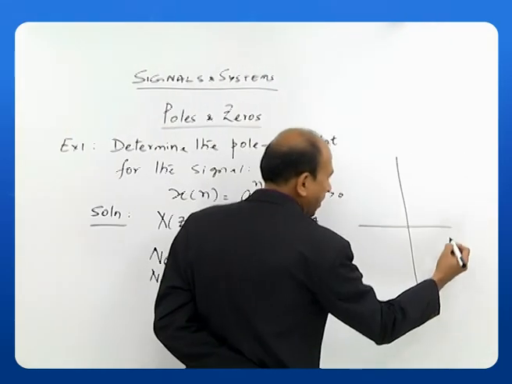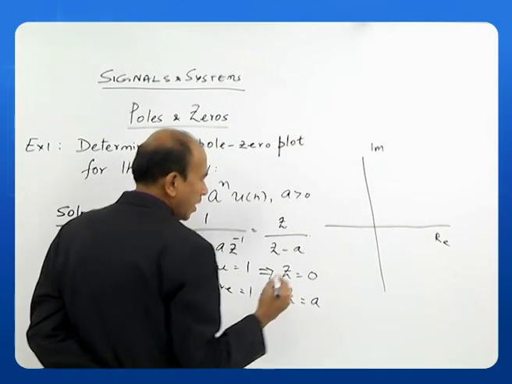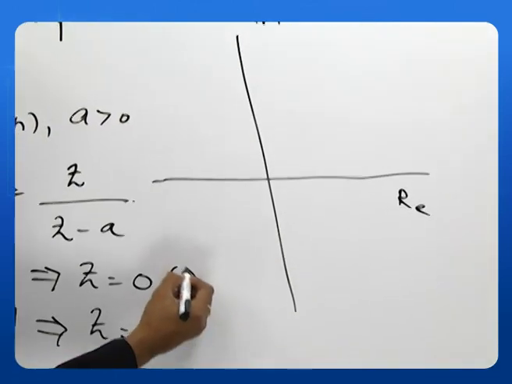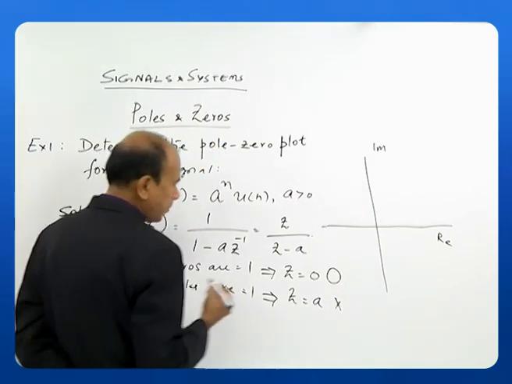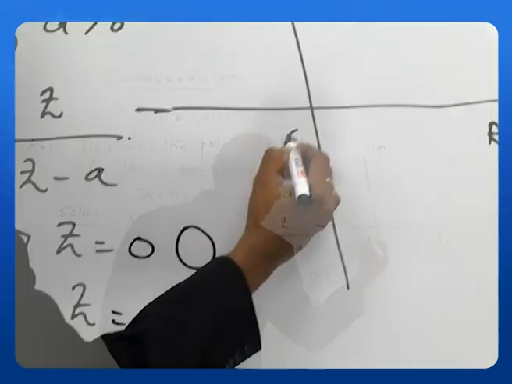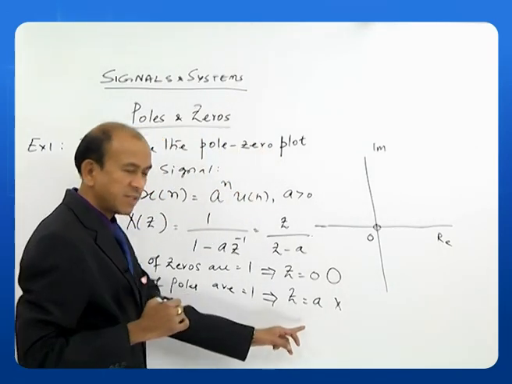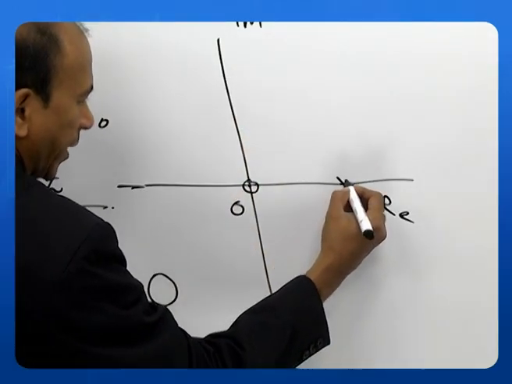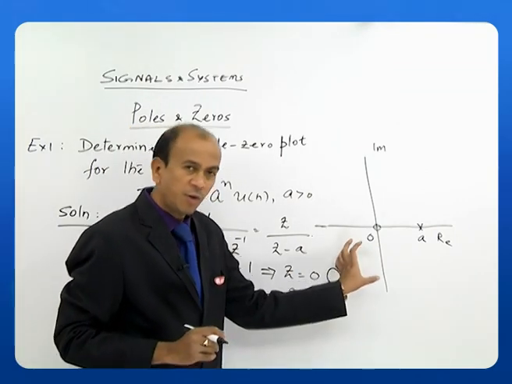This is my real axis and this is my imaginary axis. As we have seen earlier, zeros are represented by a circle like this and poles are represented by a cross like this. Let us first see the zero. Where is the zero lying? The zero is lying at the origin, so I will put a zero here. Whereas the pole is lying at a. Let us say a is here. So we mark it by a cross. Now you have a zero and you have a pole.